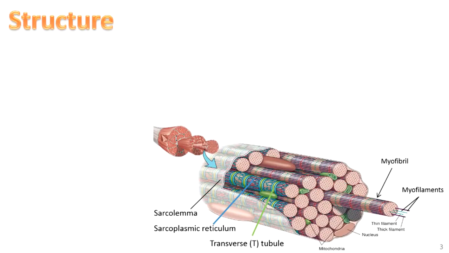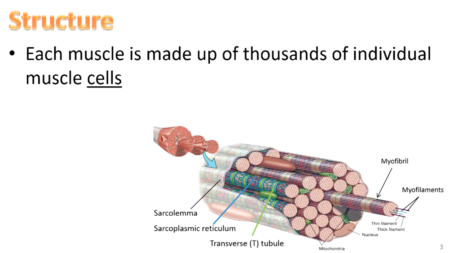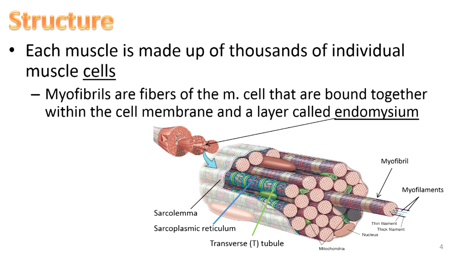So we've got to discuss the structure of the actual muscle tissue. Every single muscle is made up of thousands of individual muscle cells that are also called fibers. These fibers are made up of myofibrils that are bound together with a layer called the endomysium. You can see this layer called the sarcolemma here, and we'll get to what that is a little bit later, but the endomysium essentially surrounds that sarcolemma.